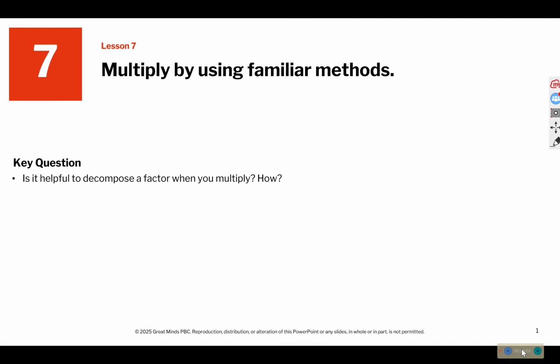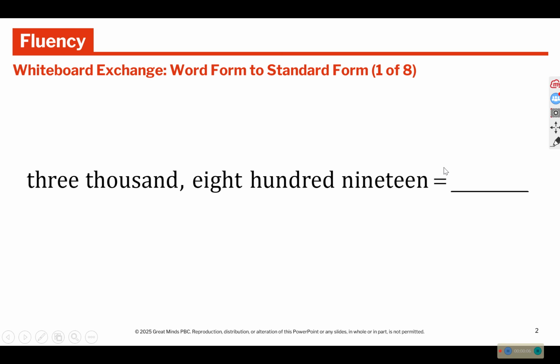In this lesson, we're working with multiplication. Starting out, we have a whiteboard exchange, so you can get a whiteboard or a piece of scratch paper. Your job is to convert the words into the number in standard form. So I have 3,819, and you're going to write the number that those phrases represent.